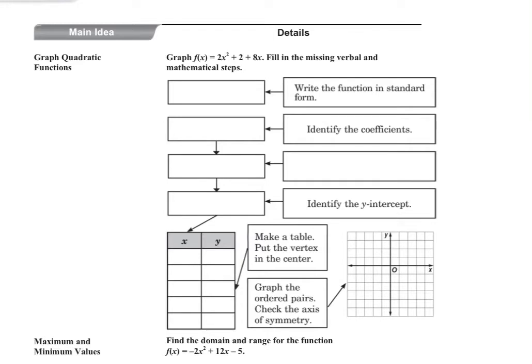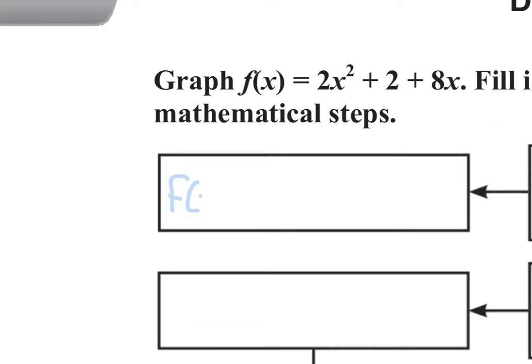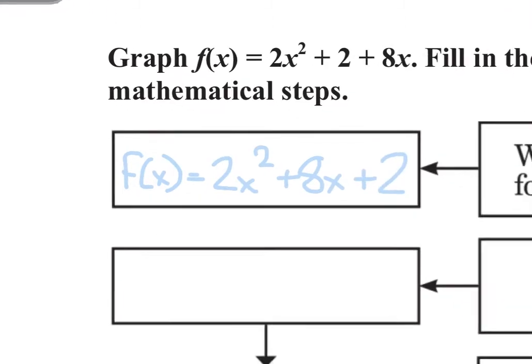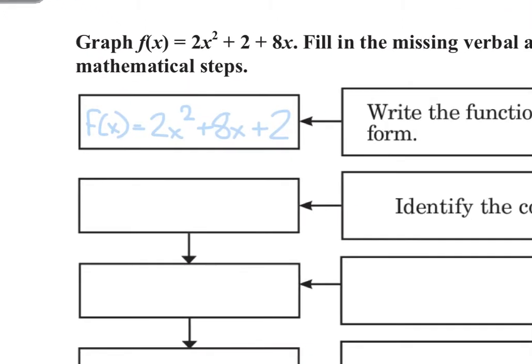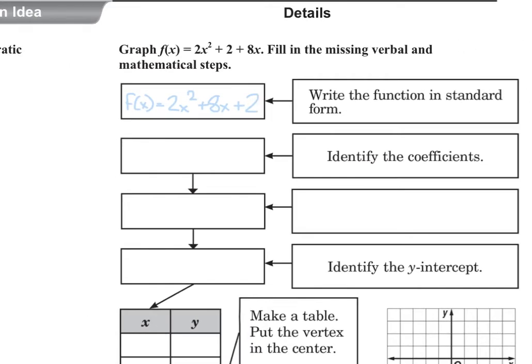The first phase is to write the function in standard form. Standard form is where we place the quadratic term first, the linear term second, and the constant term third. So standard form always has your quadratic term all the way to the left, your linear term second, and your constant term at the end.